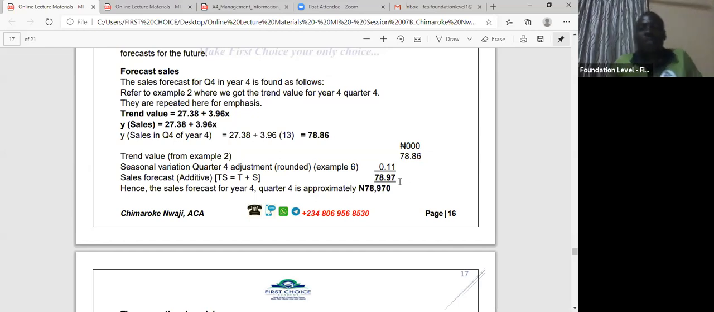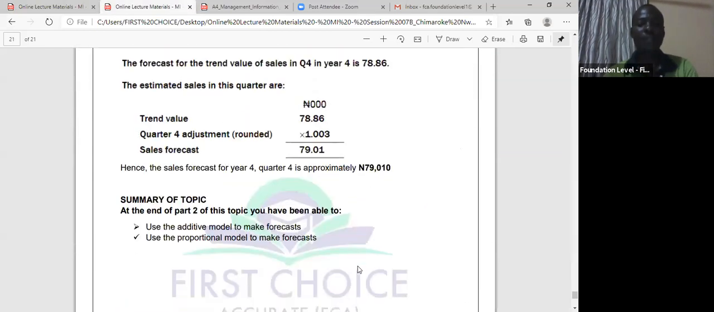So the question in the exam will ask you which model to use. These questions can come up in objective, why they can give you moving average, they can give you everything, and they say the following data will be used for question 4 and 5. They will now play with figures. So far so good. We have looked at the use of additive models to make your forecast.